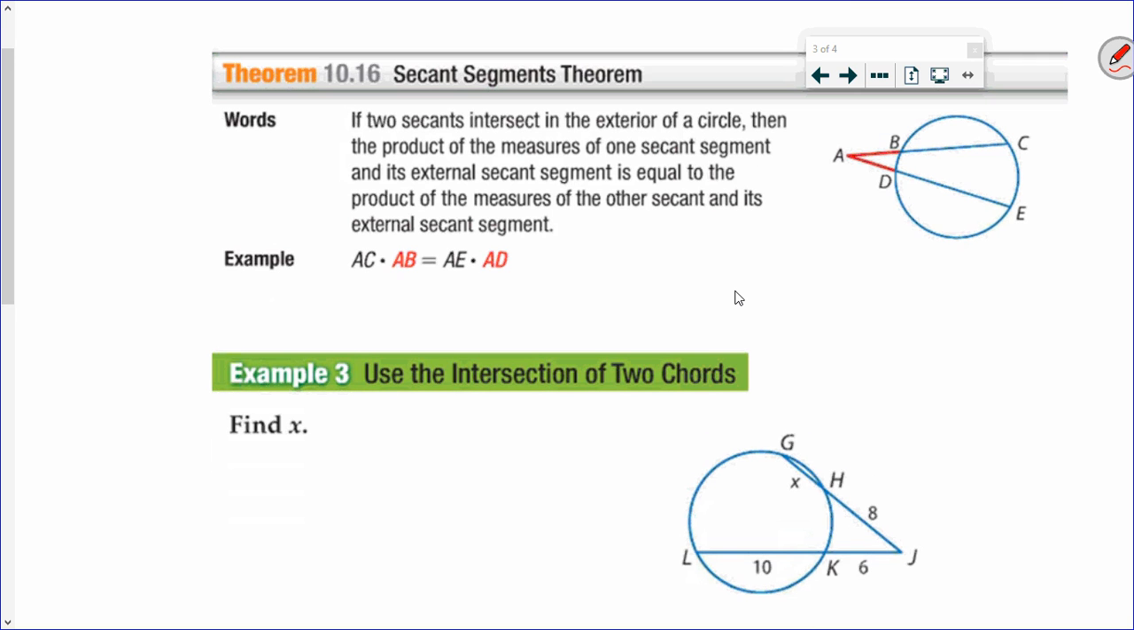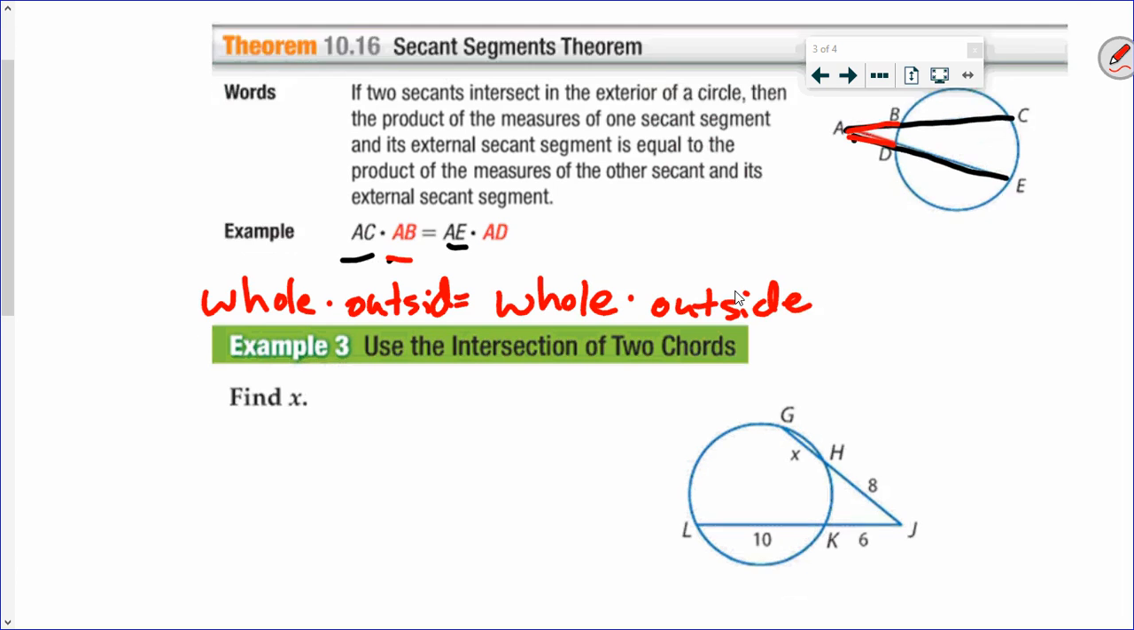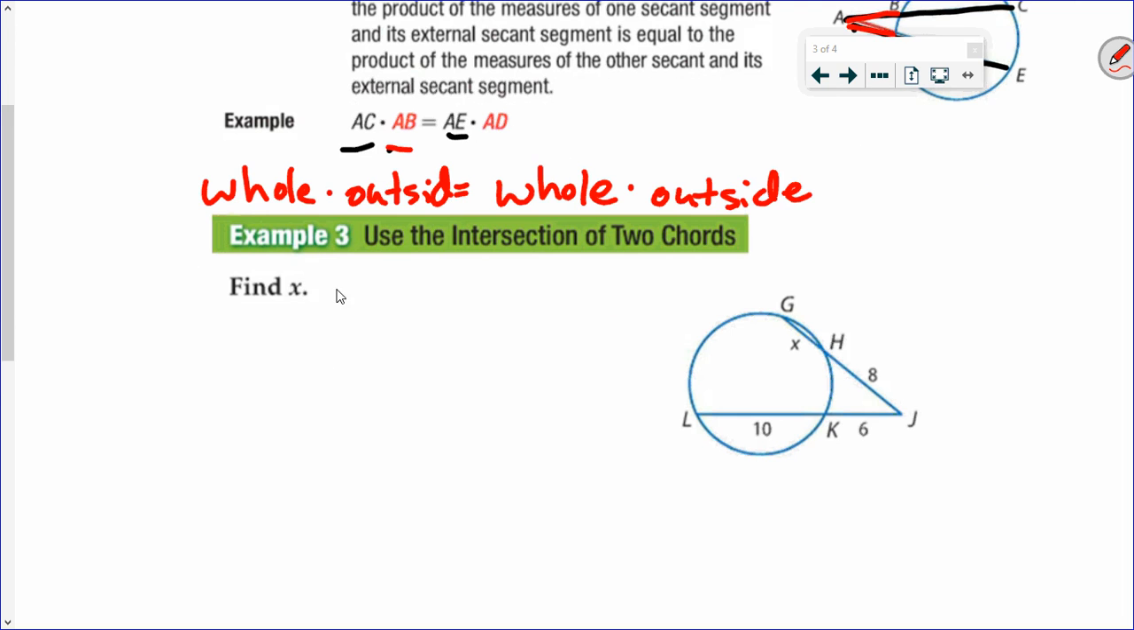So here we use that the whole secant, AC, the whole secant, times the segment that is just outside, AB, equals the whole other secant, AE, times just the segment outside, AB. So you can kind of think of it as what I like to say, whole secant times outside equals whole secant times the outside portion. Okay. So kind of think of it that way. So we'll use that to find x here in this next example.